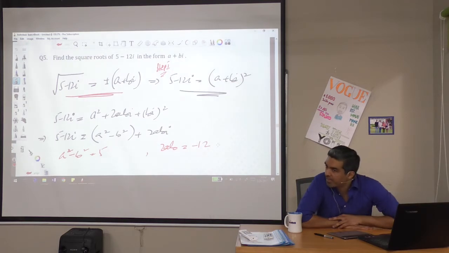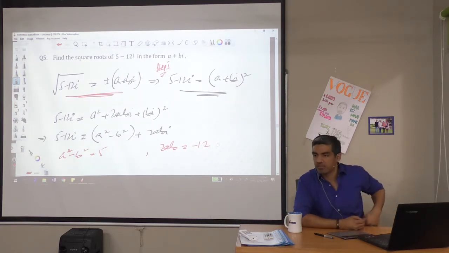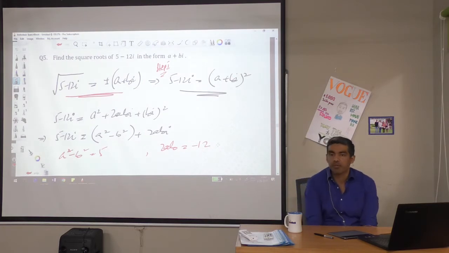The same concept that we did in the previous question. When two complex numbers are equal, then the real parts must be equal and the imaginary parts must be equal. It's like comparing coefficients in case of polynomials and other equations.